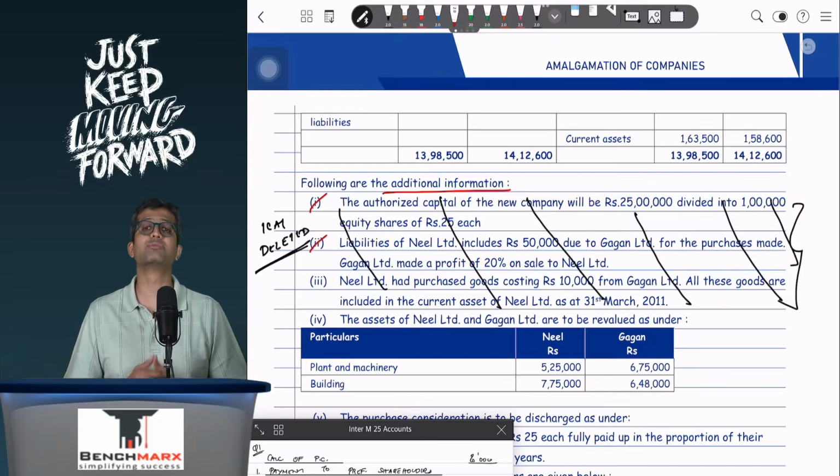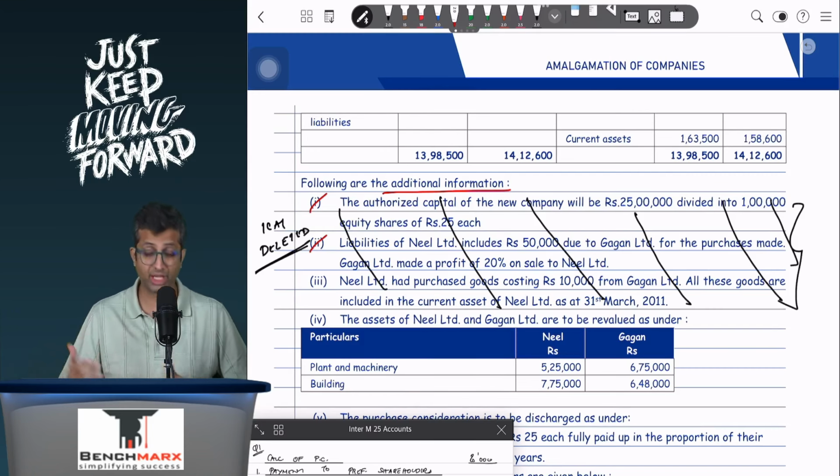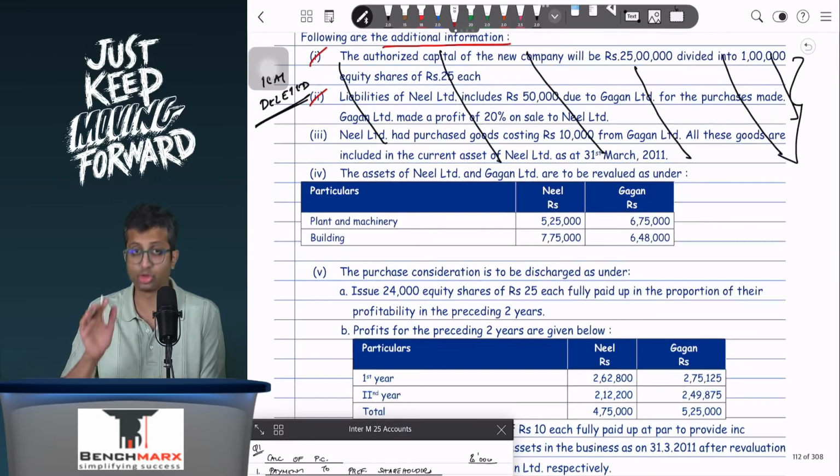Now, these 2 points you can read, but they have been deleted by the ICAI. In any case, this is not relevant in PC calculation. It would have helped if you had to go into an entire balance sheet preparation. So the Institute has removed it because this data was irrelevant and was creating a lot of confusion. So you can very safely remove this as well. It is not there in the study material even if you see the same sum.